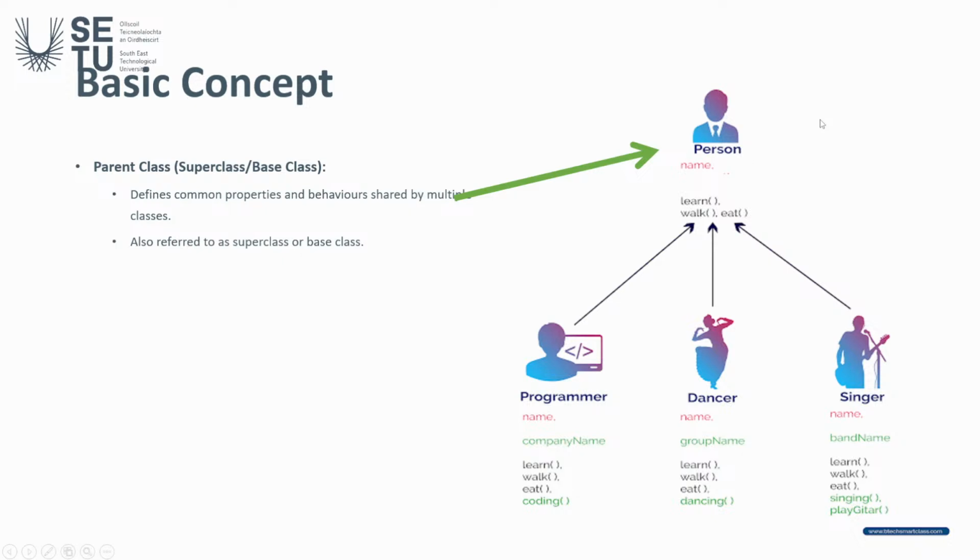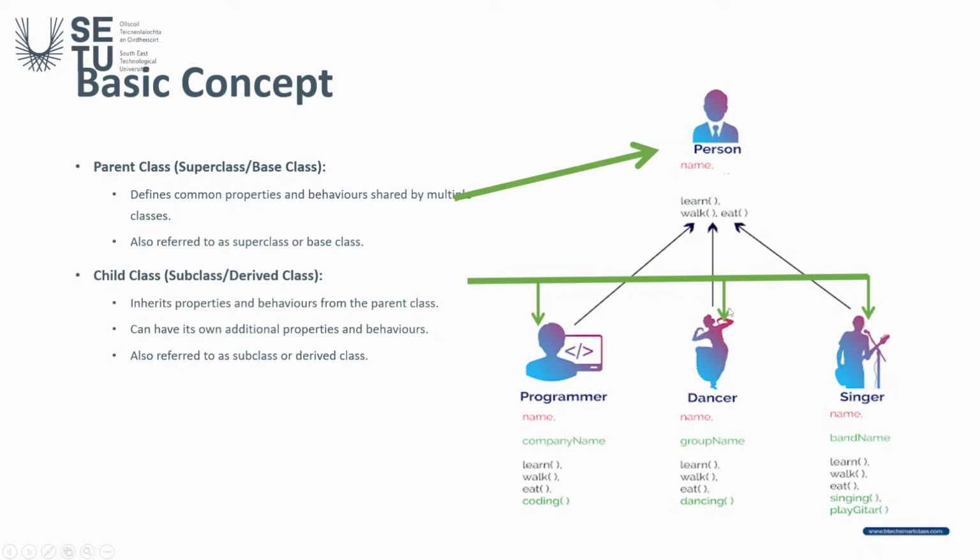Okay. So when we create our general class, the class that has all the general information, in this case we call that our parent class. So this is our person, and we call that our superclass or base class. So when you're researching this or listening to us talk, we'll either say parent class, superclass, or base class. And that is a class that has other classes inheriting from it. It defines common properties and behaviours shared by multiple classes. And as I said, it can be referred to as a superclass or a base class.